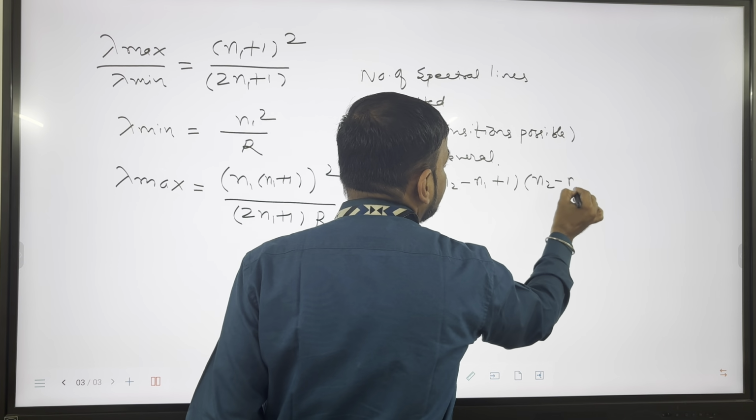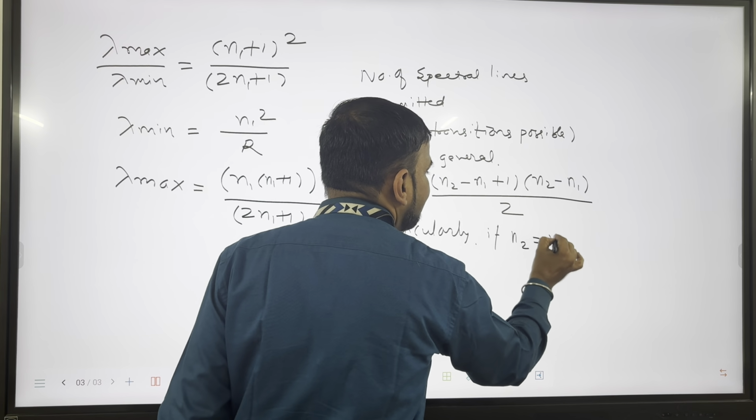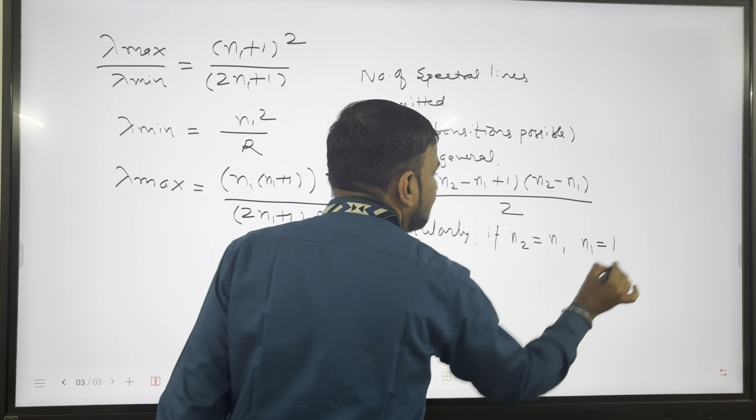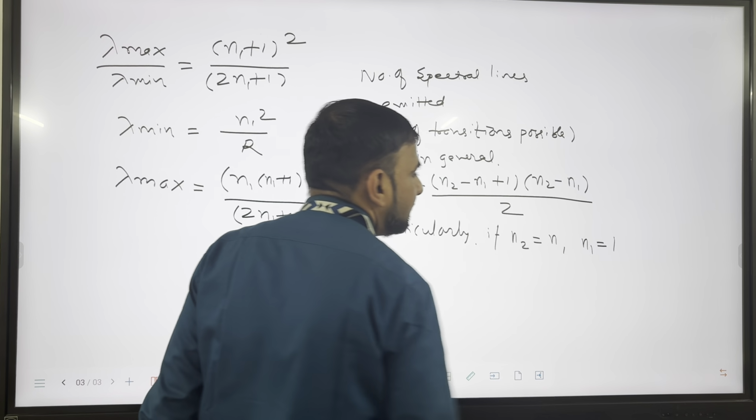And finally, particularly if we substitute n2 as n and n1 as 1, that is the first shell, then the number of lines emitted NE would become, say n2 is n, so it is n minus 1 plus 1, which makes it 0, so you are left with n, and here n2 minus n1 is again n minus 1, so n into (n minus 1) upon 2. So this is what the formula goes. So hopefully this particular discussion will help you while cracking questions based on the hydrogen spectrum.